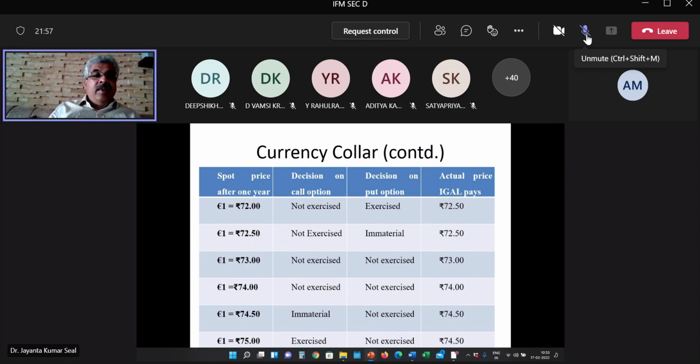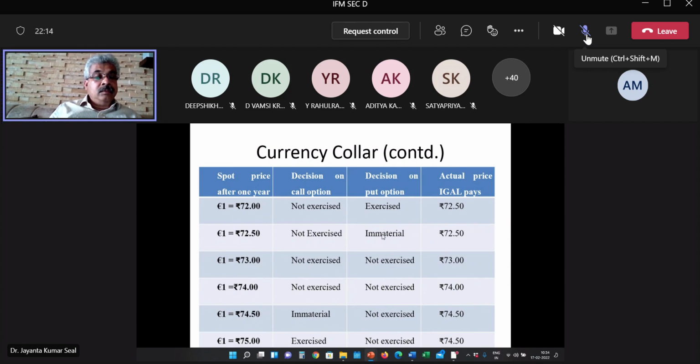If the price is 72.5, the call option will not be exercised. Why? Because Indigo has the right to buy at 74.5, whereas the market price is 72.5. So the call option will not be exercised.